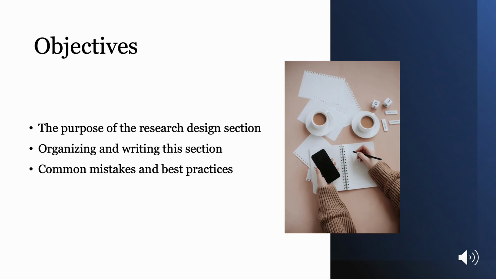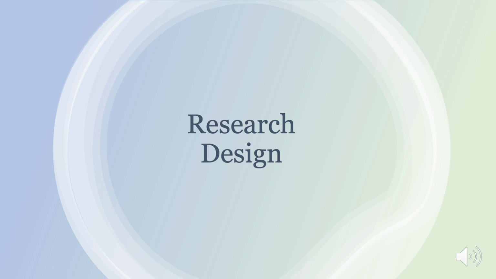The research design section is a central part of Chapter 3 and a critical piece of your methodology. In this presentation, we will first talk about the purpose of the research design section and why it matters in your study. Then we will look at the steps to organize and write this section, moving from identifying your design all the way through applying it to your study. Finally, we will go over some common mistakes and best practices so you can write this section with clarity and confidence. Now that we set the stage, let's focus on the research design section itself.